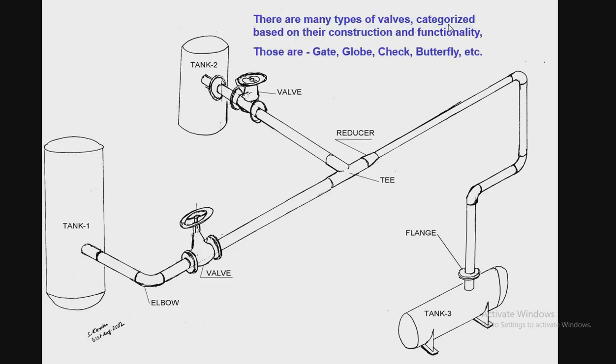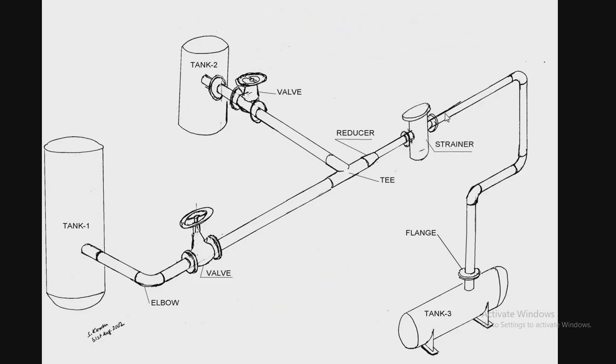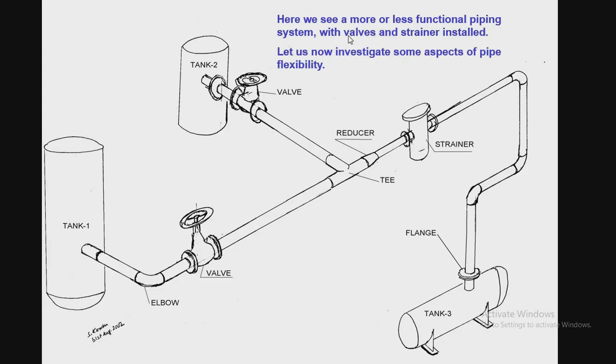There are many types of valves categorized based on their construction and functionality. These are gate valve, globe valve, check valve, butterfly valve, and so on. Other than valves, another important line component of pipeline is a filter, which cleans out debris from the flowing fluid. This is called strainer. Here we put strainer to clean the line. We see more or less functional piping system with valves and strainer installed.